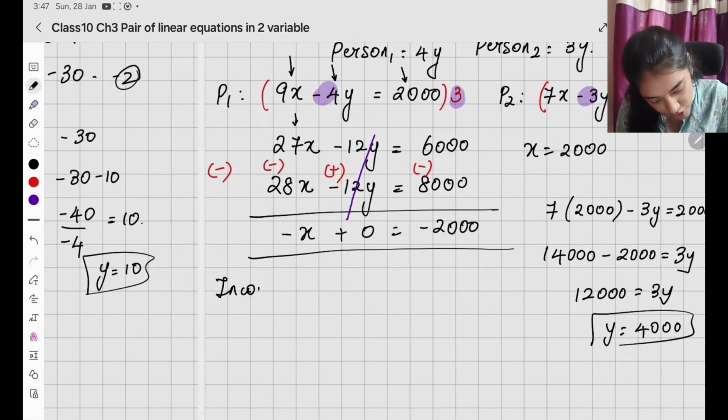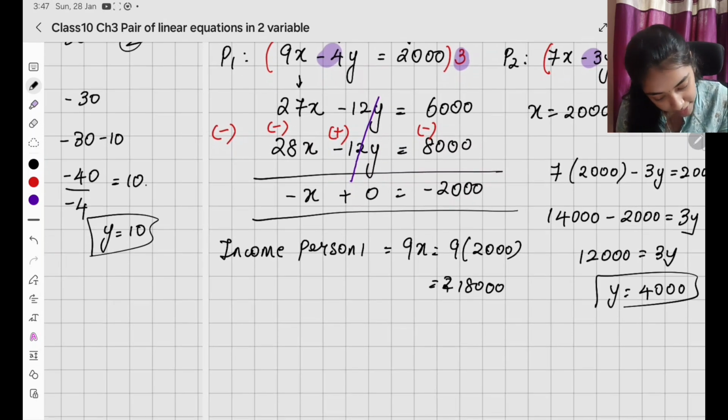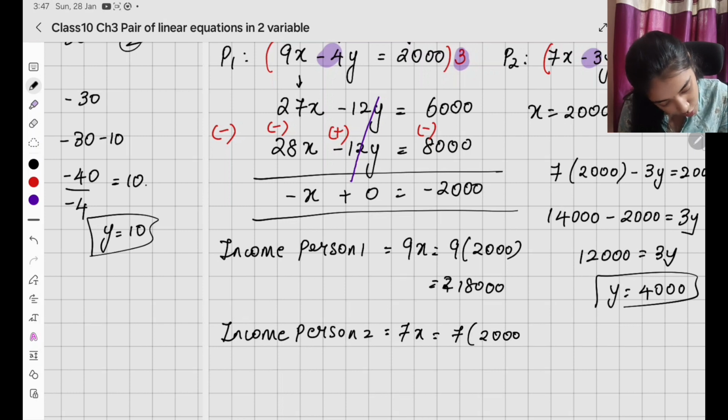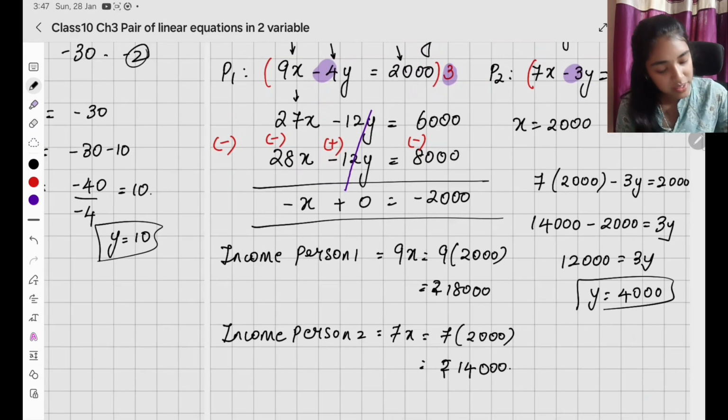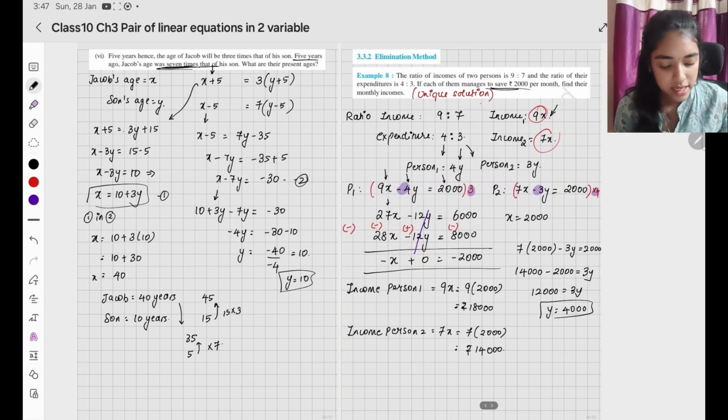X and y கண்டுபிடிச்சாச்சு. So income of person 1 equals 9x which is going to be 9 into 2,000 which is going to be rupees 18,000 and income of person 2 is going to be 7x, which is going to be 7 into 2000, which is going to be rupees 14,000. Okay, simple. X and y values இப்படி தான் கண்டுபிடிக்கணும். புரிஞ்சுதா? Elimination method is going to be different from substitution method and it's going to be very very easy.